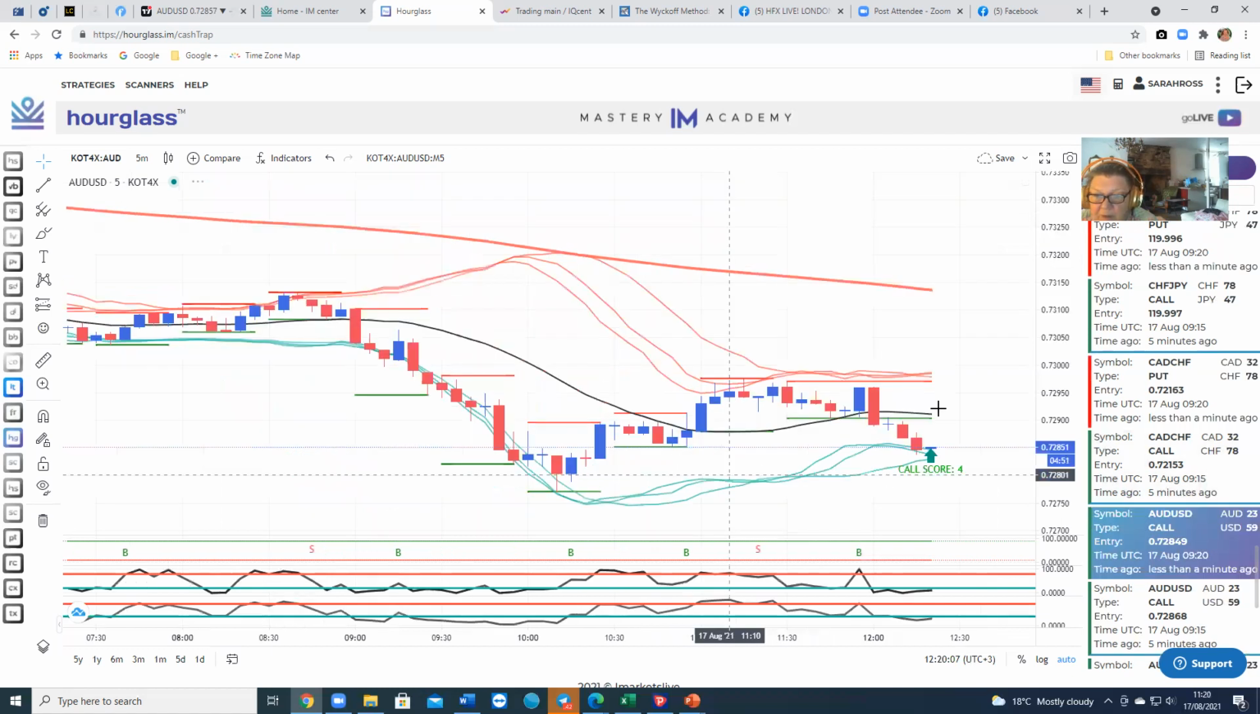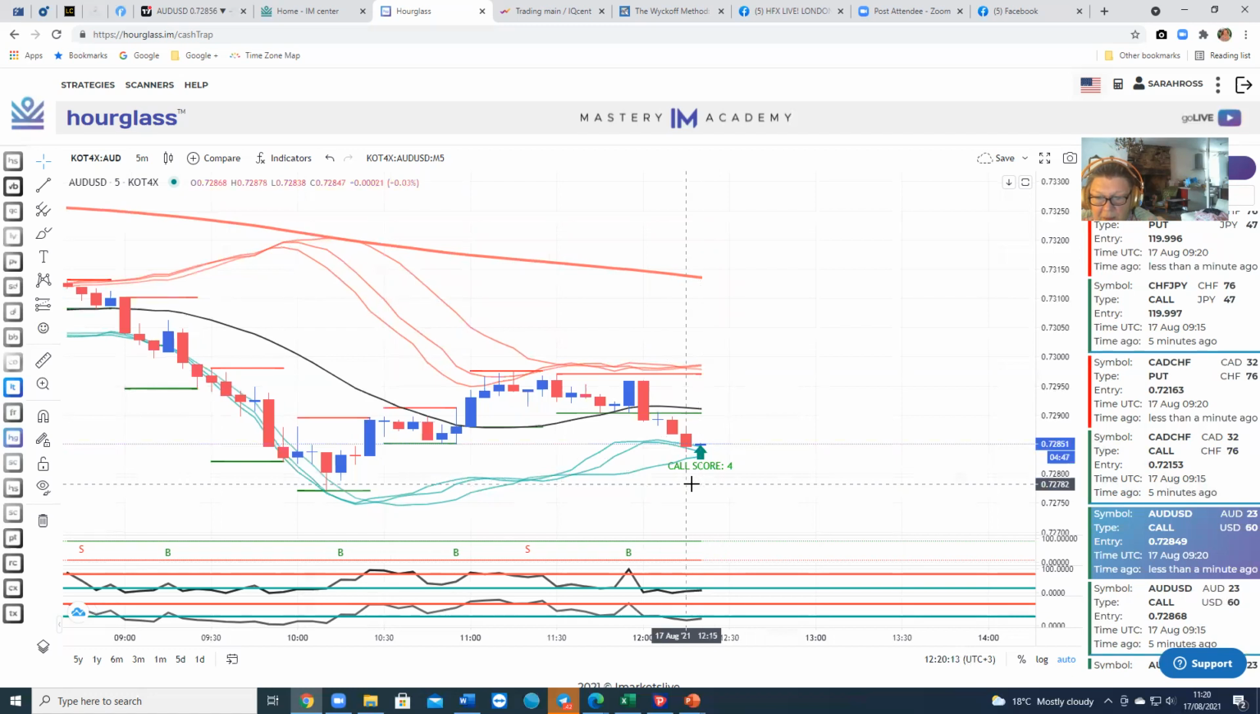But these are much more risky trades. You can take them. It's up to you. It's your money, not mine. Or do it on demo. That's a call score of 4 at 849. Oversold off the Bollinger Band. It's a blue candle.